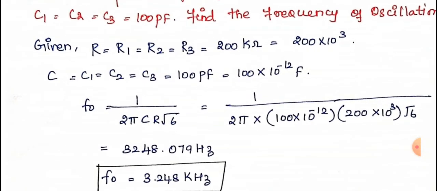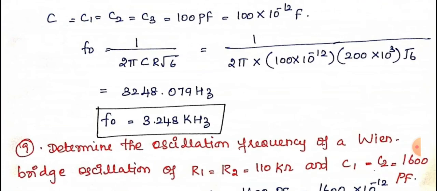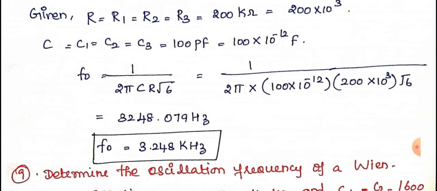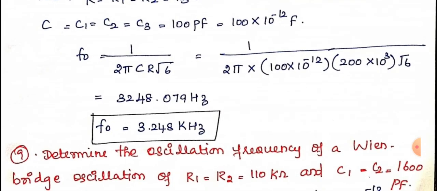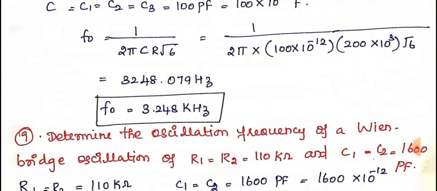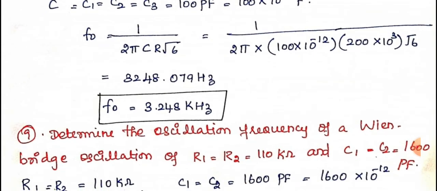The formula to find F naught for RC phase shift is F naught equal to 1 divided by 2 pi RC root 6. So you can straight away substitute in the formula: 1 divided by 2 pi into 100 into 10 to the power of minus 12 into 200 into 10 to the power of 3 into root 6. So the value is F naught equal to 3248.079 hertz. Shifting 3 places, that is 10 to the power of 3, F naught equal to 3.248 kilohertz.